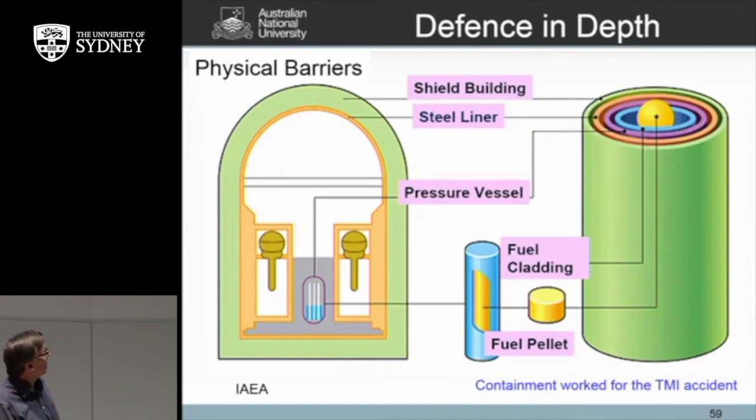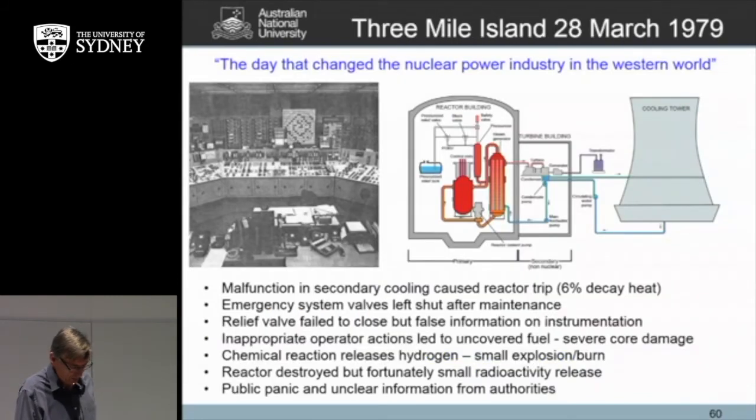Now, at least in 3 Mile Island, this containment basically worked. So the reactor was broken, but it stayed inside the reactor vessel. 3 Mile Island. This is the control panel, very 1970s.